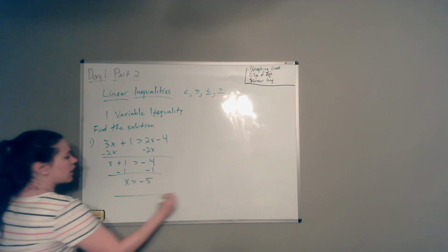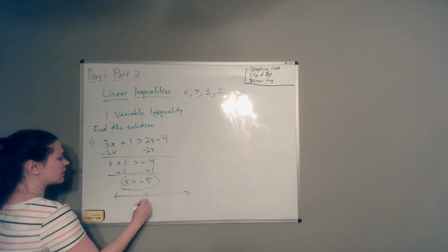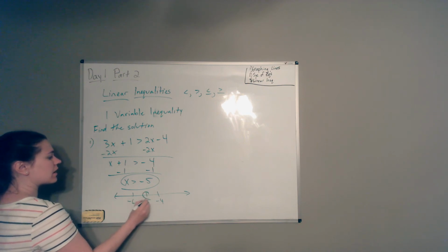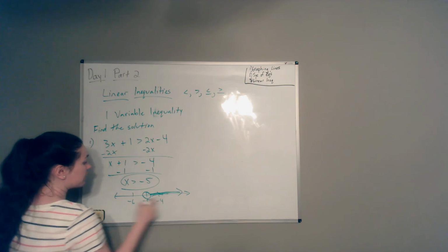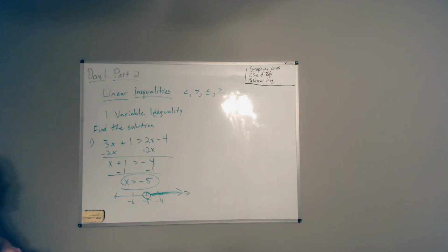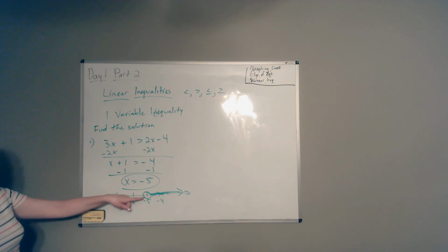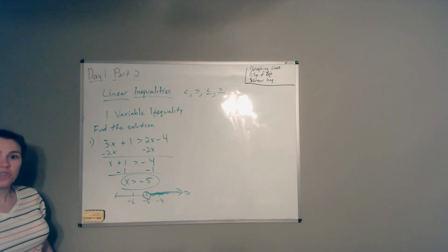So I know, if I wanted to, this is my answer. It's -5, -6, -4. If you wanted to put this on a number line, -5 is not part of your solution, but you can get infinitely close to -5. So to show that, you put an open circle at -5, and then greater than -5 means you would shade to the right.